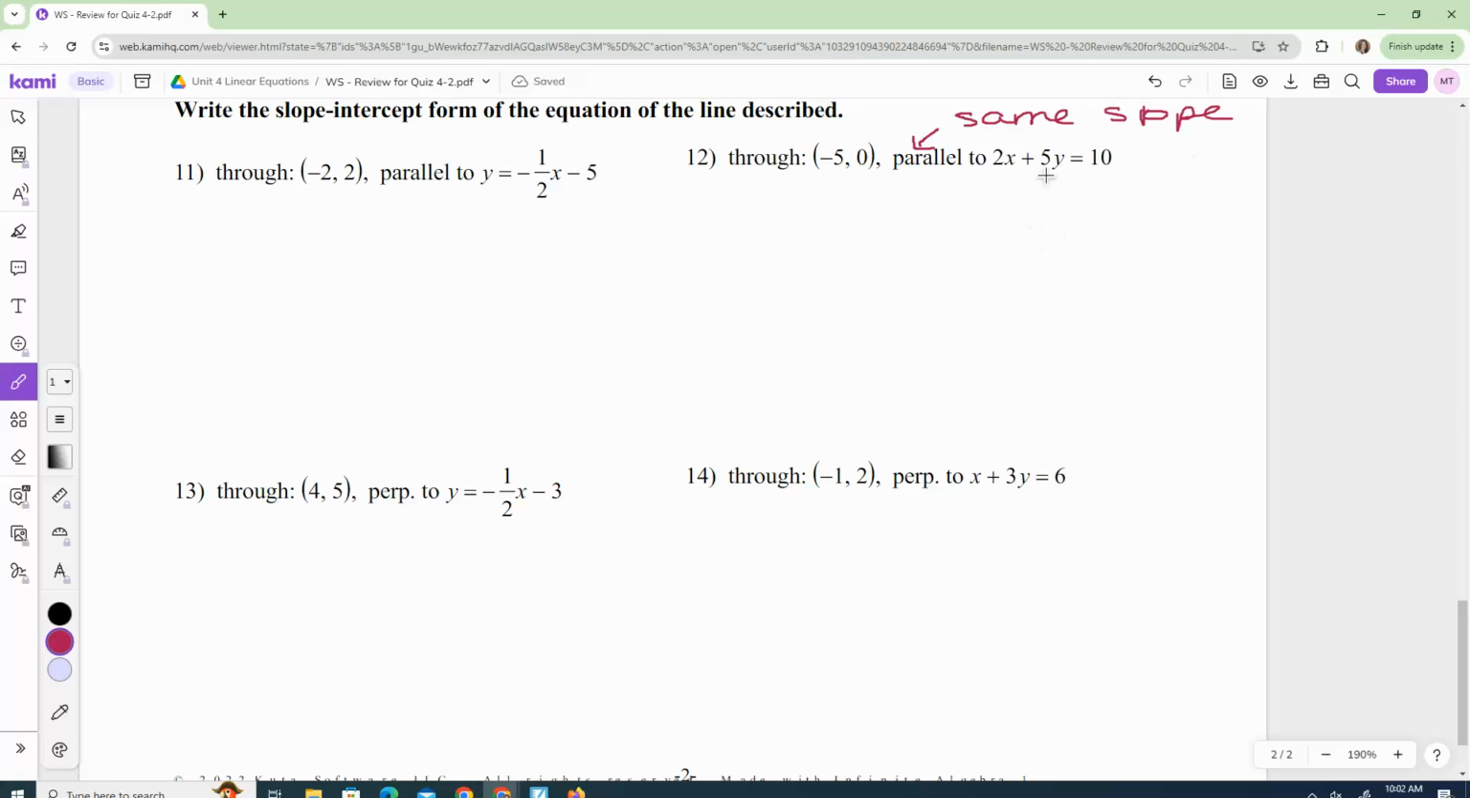So I have to find my slope. So if I subtract my 2x, 5y equals -2x plus 10, divided by 5, so y is -2/5 x plus 2. So what is my slope?